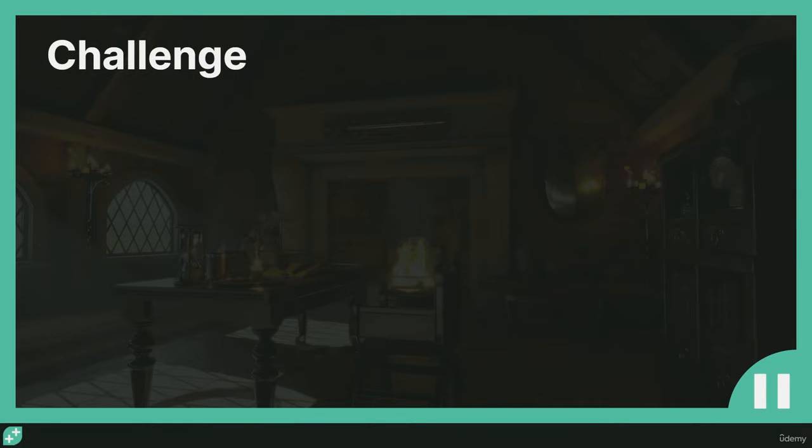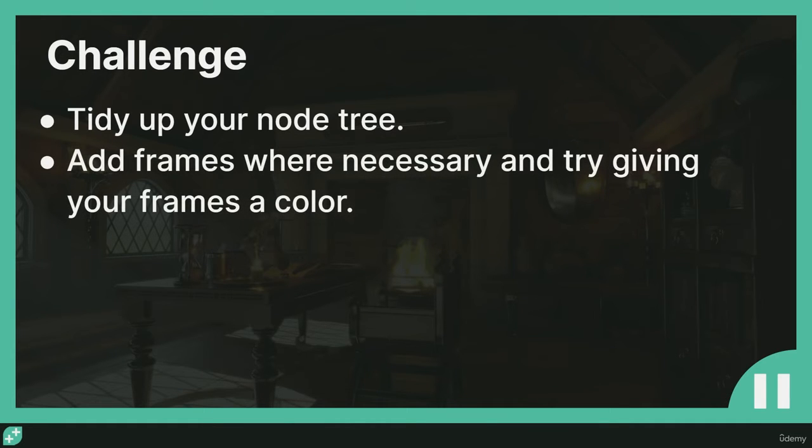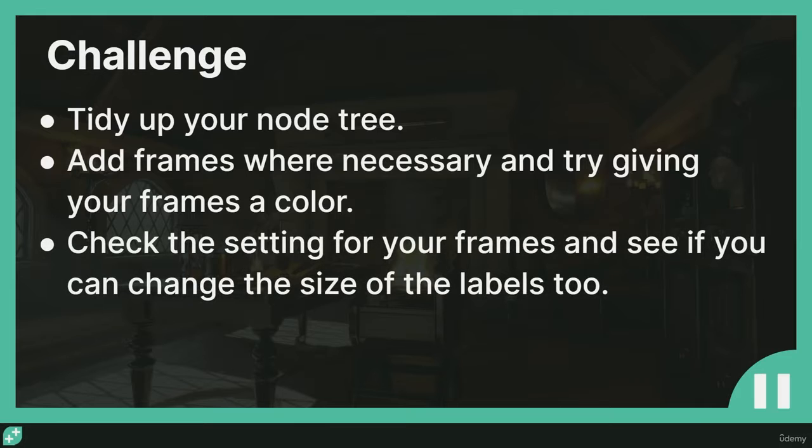Okay, it's challenge time. Your challenge in this video is to, first of all, tidy up your node tree. So we've added a few nodes and hopefully you've got into the habit of keeping it tidy as you go along. Next, add some frames where necessary. So we created a group of about 7 or 8 nodes in this video. Just select them all and add that frame. Remember, it's Ctrl J. And try giving your frames a colour. Also, check the settings for your frames and see if you can find the setting to change the size of the labels as well. So pause the video, have a go at that, and join me in a moment and I'll show you how I would do it.